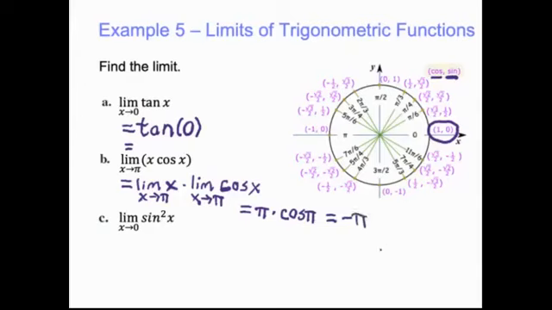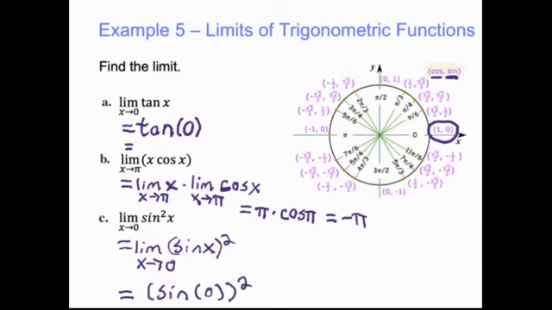For part C, we're asked to find the limit as x approaches 0 of sine squared x. We can use direct substitution here as well, but first we need to rewrite it. This is going to equal the limit as x approaches 0 of sine x squared. So sine squared x is the same thing as sine x squared. And then we use direct substitution, so we get sine of 0 squared. If you look over at the unit circle at 0 radians, the sine value, which is the y value, equals 0. So we get 0 squared, which equals 0.